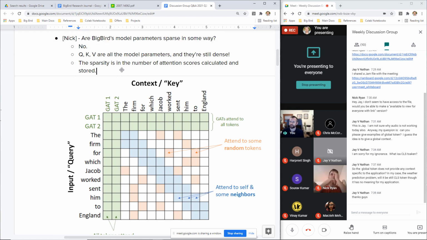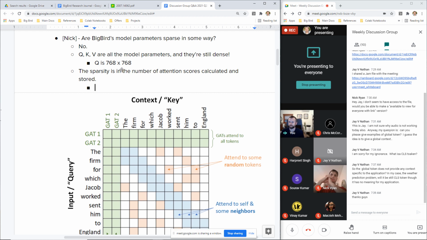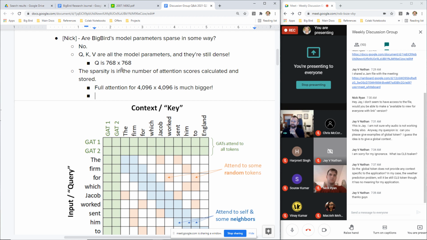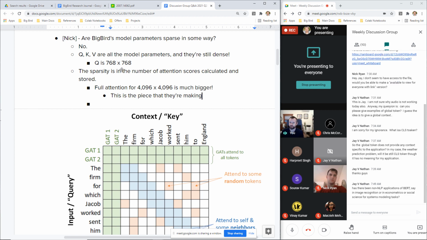Right, because QKV, Q is 768 by 768. Full attention for 4096 by 4096 is a lot bigger. So this is the piece that they're making sparse.